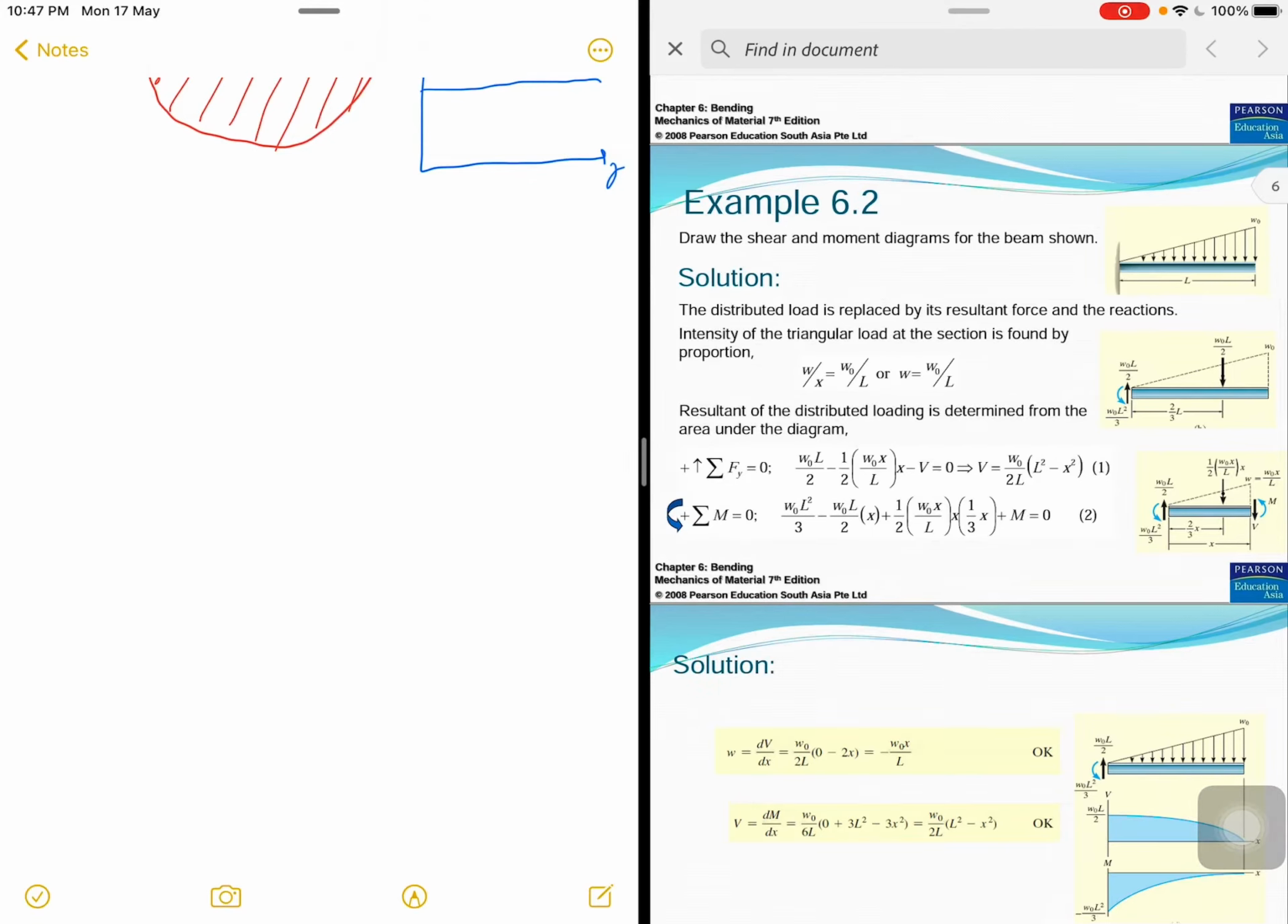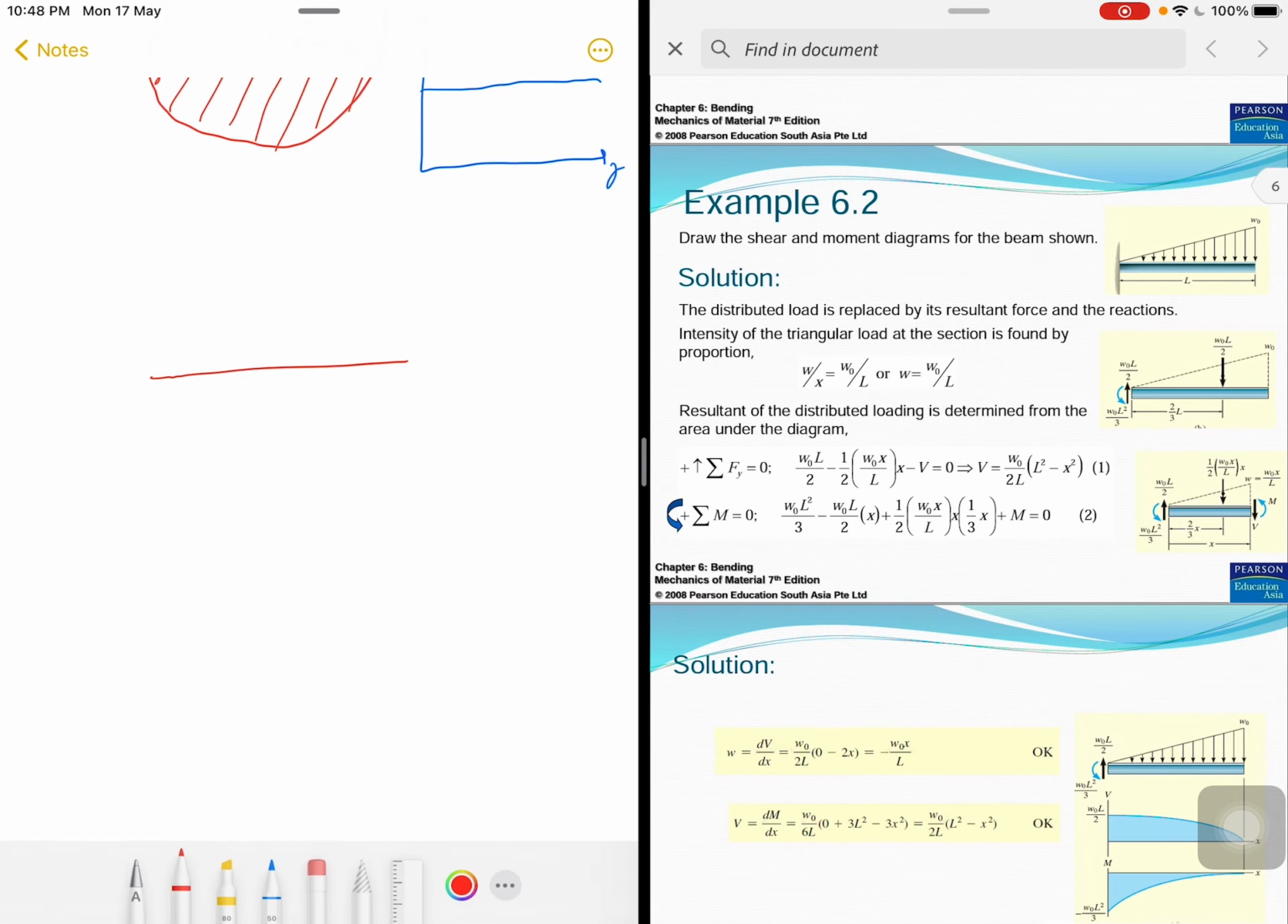So I'm going to repeat what I have taught you about example 6.2. So this is in topic 6, bending. So we go straight away into example 6.2. So we have this kind of beam.